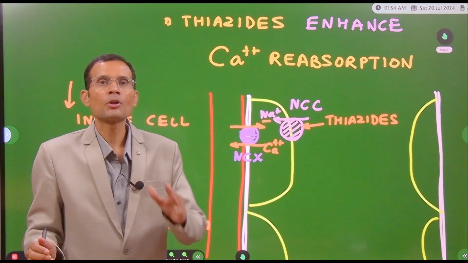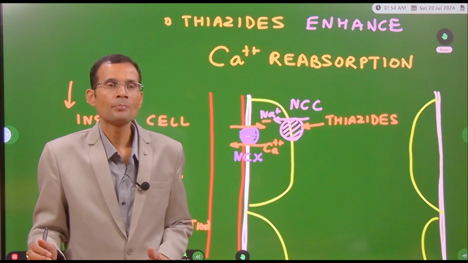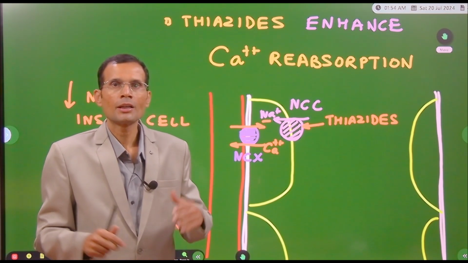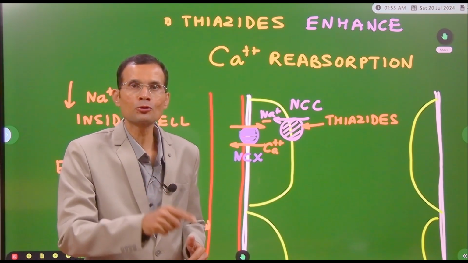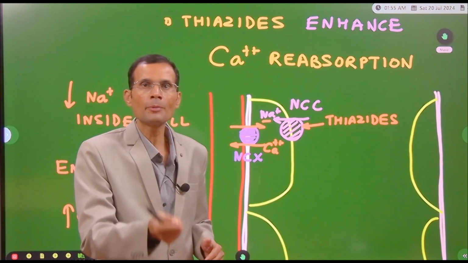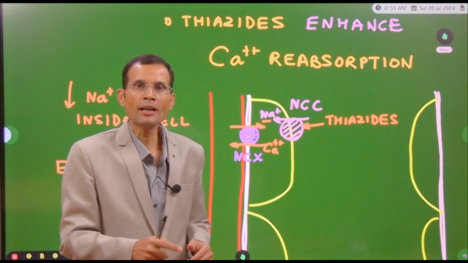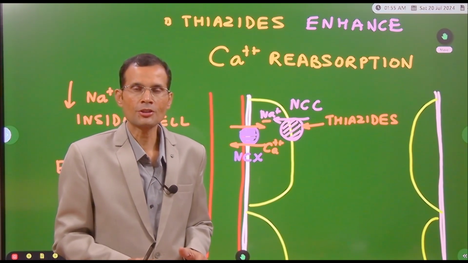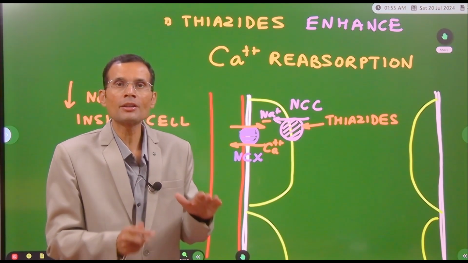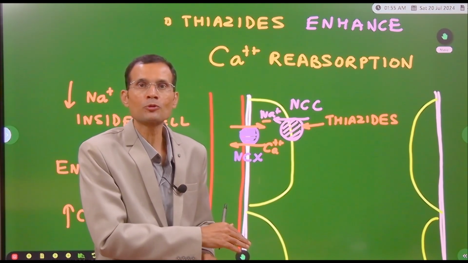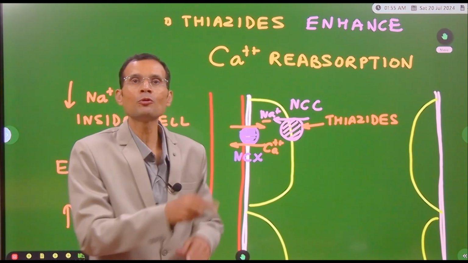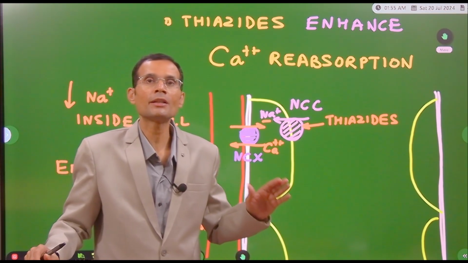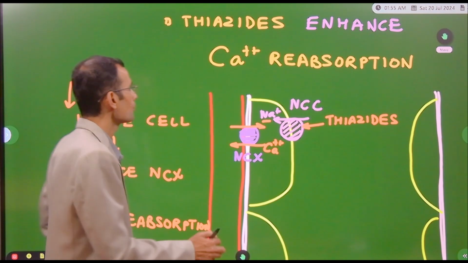And why was that? Because as we mentioned some time back, the loop diuretics block the NKCC transporter. If that is blocked, the potassium recycling is also blocked. So potassium does not come into the tubule lumen. And because of that, the electrical gradient which is established normally will not get established. So there is no electrochemical driving force for calcium and magnesium reabsorption in the loop of Henle when you give loop diuretics. So loop diuretics prevent the calcium and magnesium reabsorption. We saw that in the previous video.